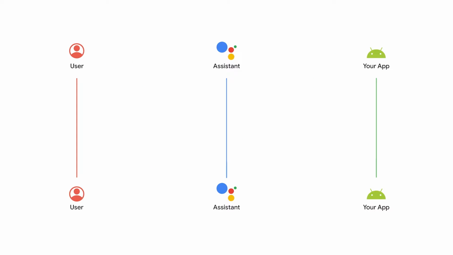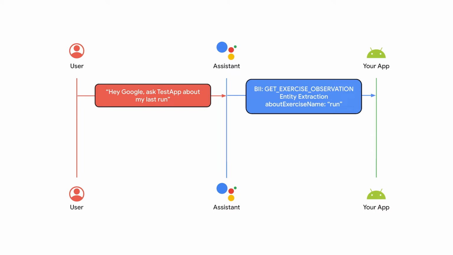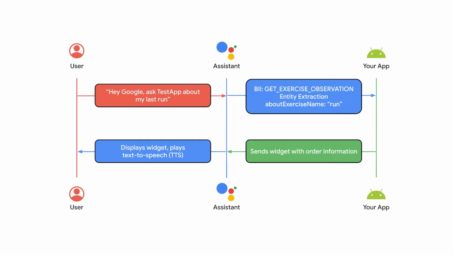Let's walk through how App Actions works within this situation. Here we have the user, Assistant, and the Android app. So when I say, "Hey Google, ask Test App about my last run," Assistant will process the input and match it to the Get Exercise Observation built-in intent and extract "run" from the input for the aboutExercise name parameter. The Android app will generate and send the widget to Assistant. Then the widget is displayed within the Assistant UI. Assistant can also provide a spoken response to go along with the widget if one is provided.